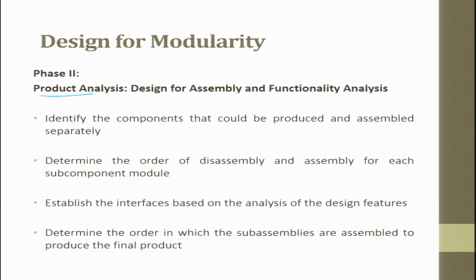Product analysis, design for assembly and functional analysis, identify the components that could be produced and assembled separately. Next, determine the order of disassembly and assembly for each subcomponent module. Order of disassembly, sequence. Then establish the interfaces based on the analysis of the design feature. Determine the order in which the sub-assemblies are assembled to produce a final part. So, these things will be done in phase 2, wherein we saw the schematic diagram.